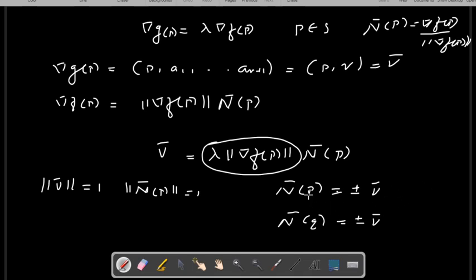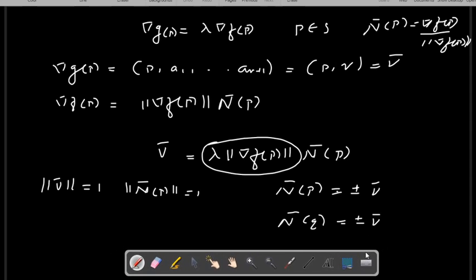Now what you have to say is that n bar of P is not equal to n bar of Q. That is, if n bar of P is plus V bar, n bar of Q must be minus V bar. That's what we have to prove. If they are equal, you will have a contradiction, so it should not be equal. You are going to find a contradiction by stating some path between P and Q.